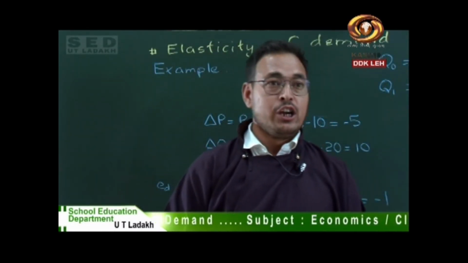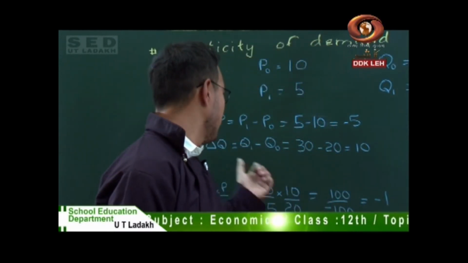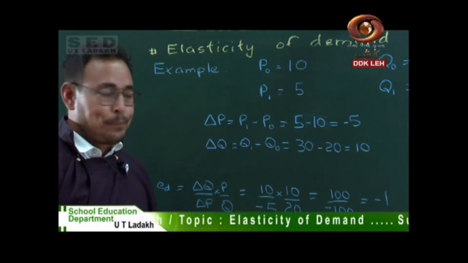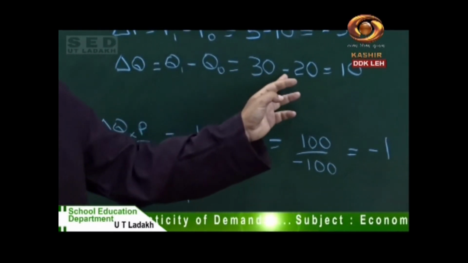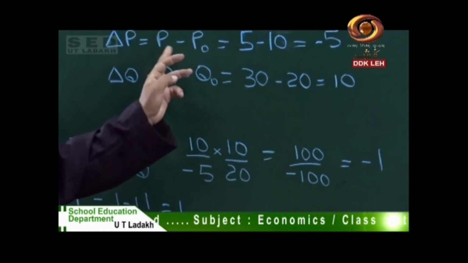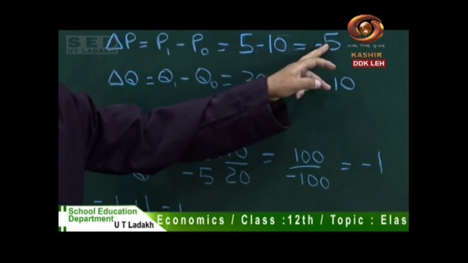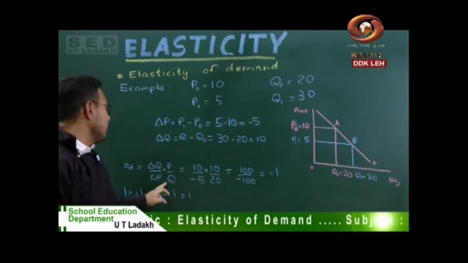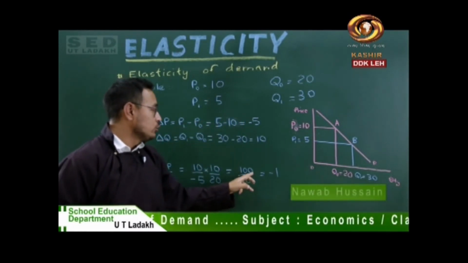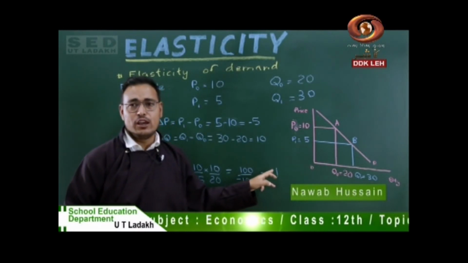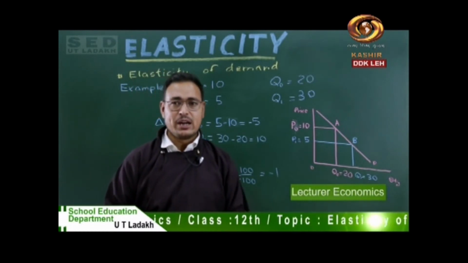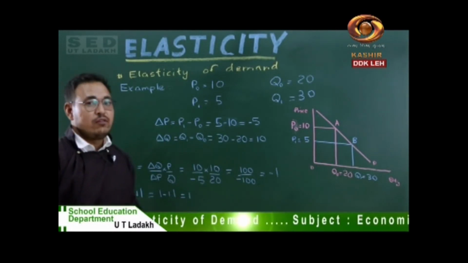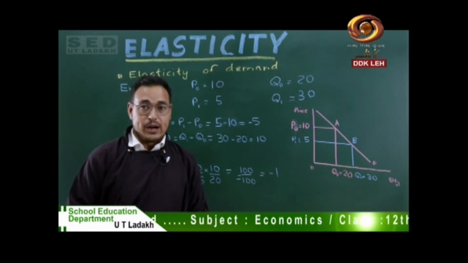Now we use elasticity to calculate the intensity of this change, whereby your ED is simply delta Q divided by delta P multiplied by P upon Q. Here delta Q is 30 minus 20, which is 10, and delta P is P1 minus P0, which is 5 minus 10, minus 5. So I am putting the value 10 divided by minus 5, P, which is your initial price, 10, and Q, which is your initial quantity, 20. So here we get the value minus 1, whereby the minus represents the slope. Since it's a demand curve, it's negatively sloped. But we can use the absolute value to calculate the elasticity. So here we have 1 as the elasticity of demand.